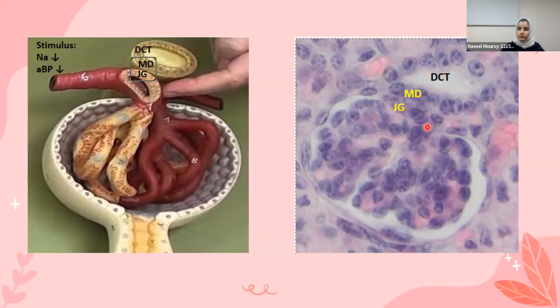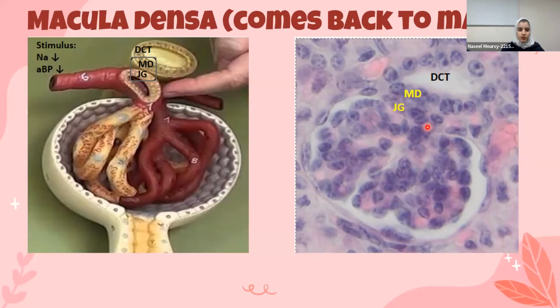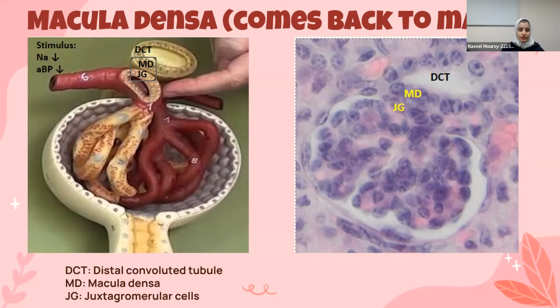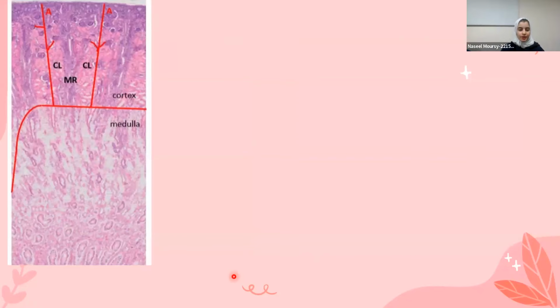Okay, good. So the macula densa comes back to the mesangium. Just remember that you get it back after the loop has gone through everything. It comes back. Okay, and here are just the labels. Okay, we're going to another section.